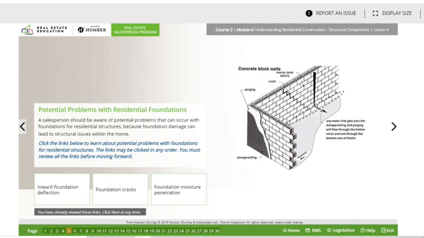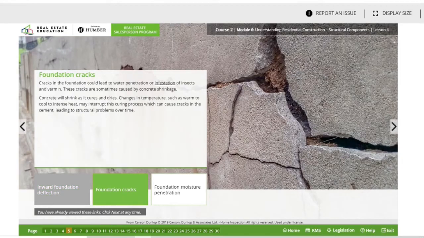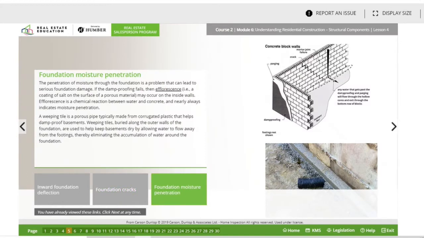Problems with residential foundations. Inward foundation deflection occurs when the foundation is not able to provide sufficient lateral support. Foundation cracks lead to water penetration or infestation of insects. Foundation moisture leads to serious foundation damage. If the damp proofing wall fails, efflorescence, for example a coating of salt on the surface of porous material, may occur on the inside walls. Efflorescence is a chemical reaction between water and concrete and nearly always indicates moisture penetration.